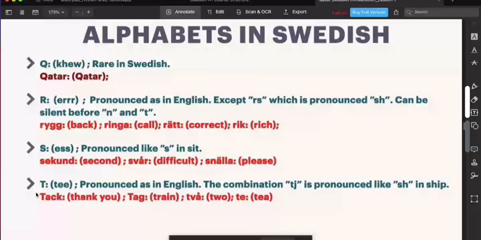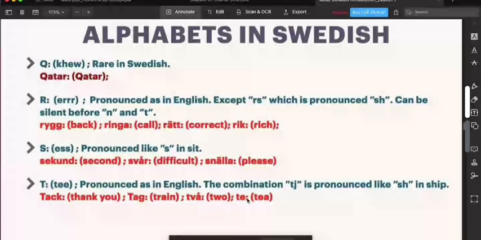Next letter is T. First one is tack. Most used word. I would hear this word everywhere. Tack, thank you. Tåg, train, and två, two.